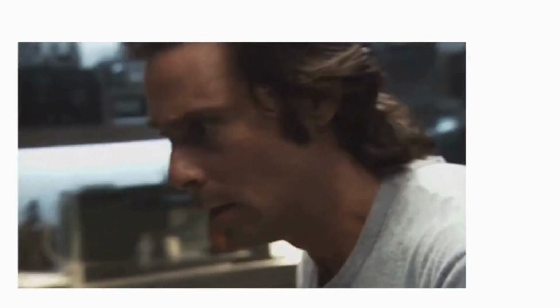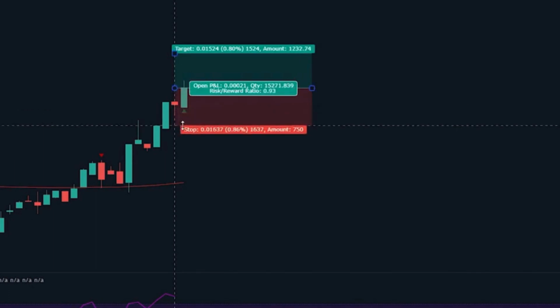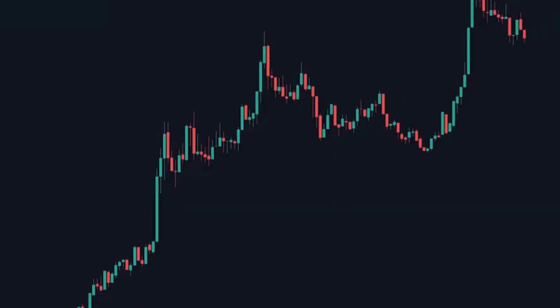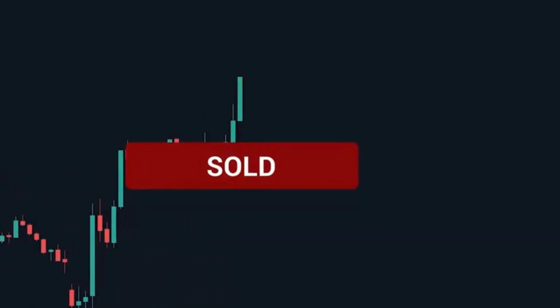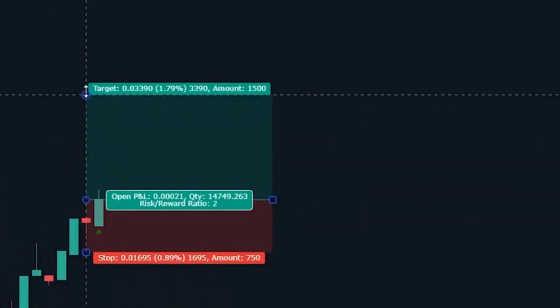Now, if you're one of those people who gets panicked easily or gets out of trades too early or late, literally just set your take profit, set your stop loss, and just close your computer and let the strategy do its work. This will help you stop trading emotionally and selling too early, or even worse, getting greedy and moving your take profit.